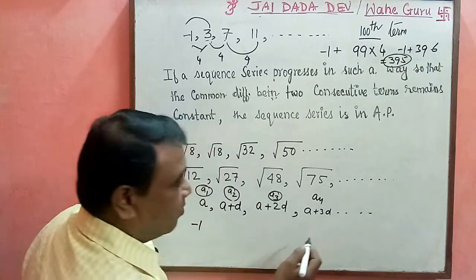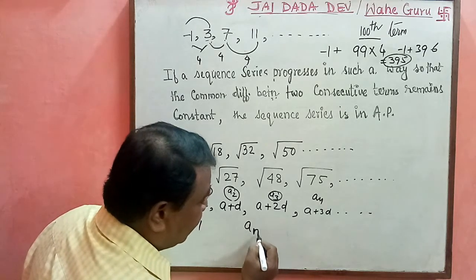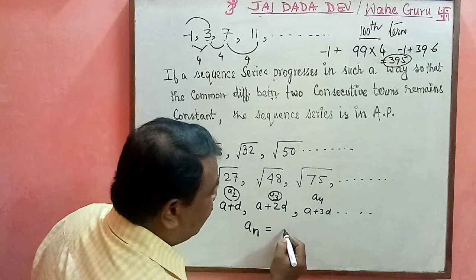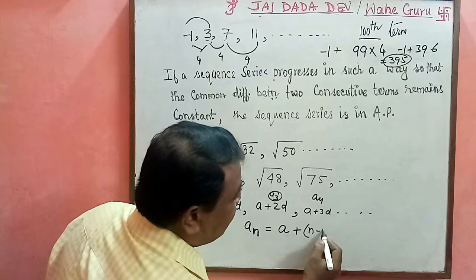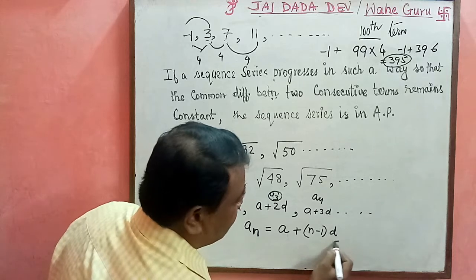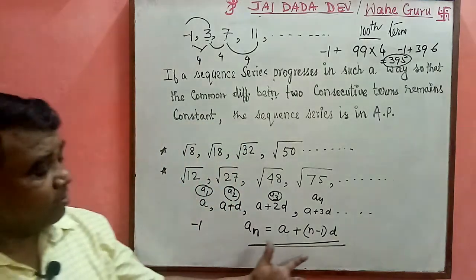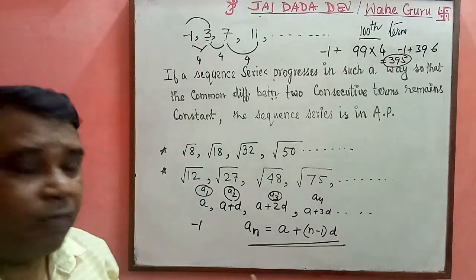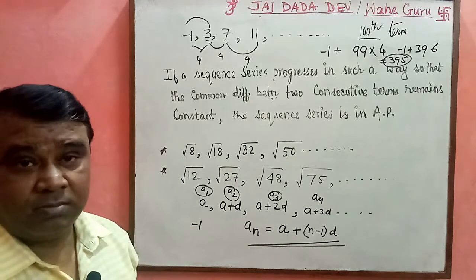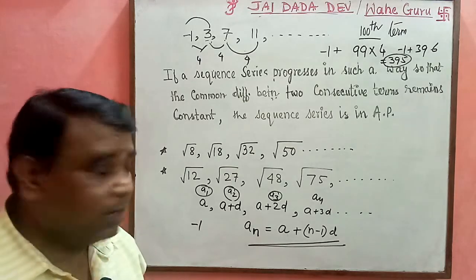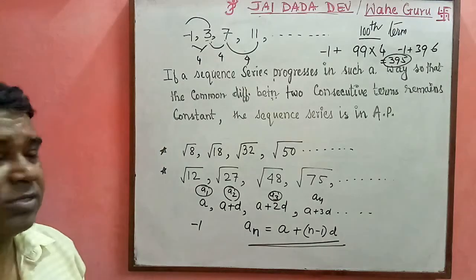Likewise, for the nth term, the general term n, definitely I will add the first term with 1 less than the number of terms into D. This is to find the nth term. Any term I can find out of an AP with the help of this. If I know the first term, common difference and the number of terms, we can easily find out that term.